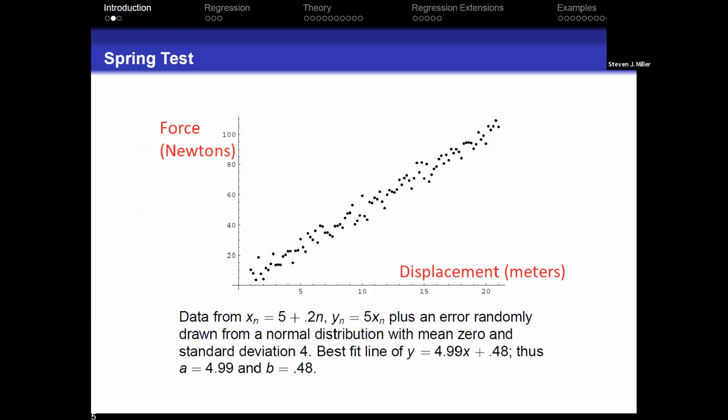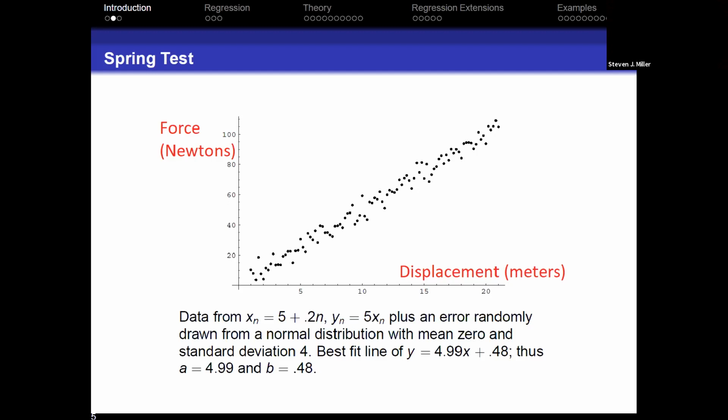And now I'm going to label the x-axis displacement in meters and the y-axis the force in newtons. So we have a spring, we're stretching it, and we're seeing what is the force. And so I chose the data where I chose the x-ends to be moving in increments of 0.2. I chose the y-ends to be just 5 times x-ends. So if you know Hooke's law, the force is equal to k times the displacement, where k is some constant. I chose my constant to be 5.